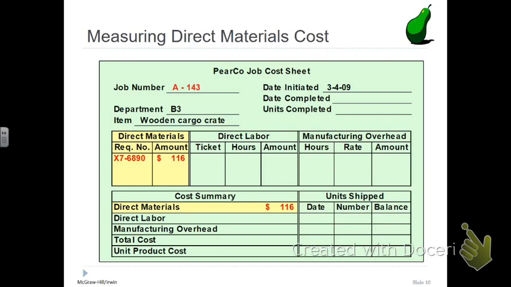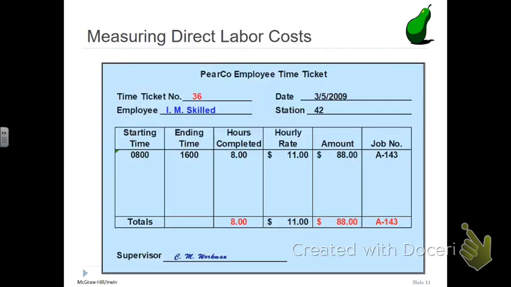The total was $116. How much direct materials am I putting onto this job at this point? $116. Then all the employees have a time ticket, and a lot of times, like in a law firm office, they keep track of how much of their 8-hour day they spent on each job. In this case, this individual spent 8 hours. His rate's $11 an hour, so he spent $88.